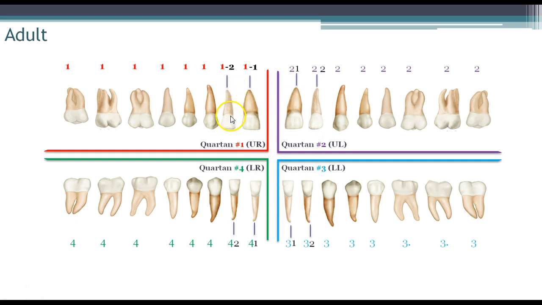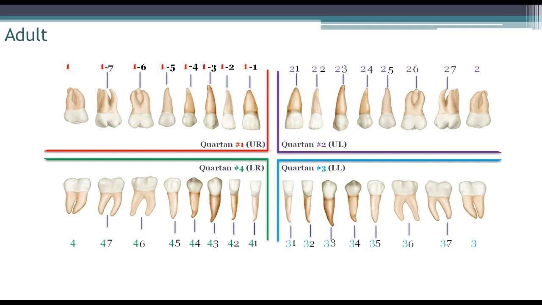Then we have our lateral incisors being 2s. So on the upper right, it'll be 1-2, or 12. On the upper left, it'll be 22. On the lower left, it will be 32. And on the lower right, it'll be 42. Then we have canines being the 3s, the first premolars being 4, second premolars being 5, first molars being 6s, second molars being 7, and then we have our third molars, our wisdom teeth, being 8.